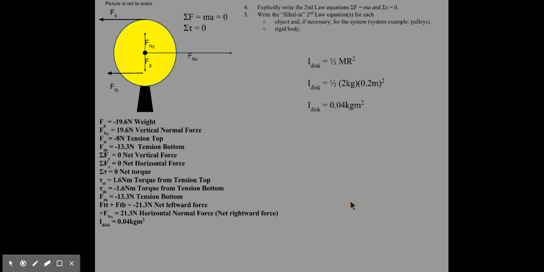All right, and finally what we have to do is solve for the rotational inertia. The rotational inertia of a disk is just 1/2 mr squared. They give us the mass of 2 kilograms, the radius of 0.2, and that becomes 0.04 kilogram meter squared.